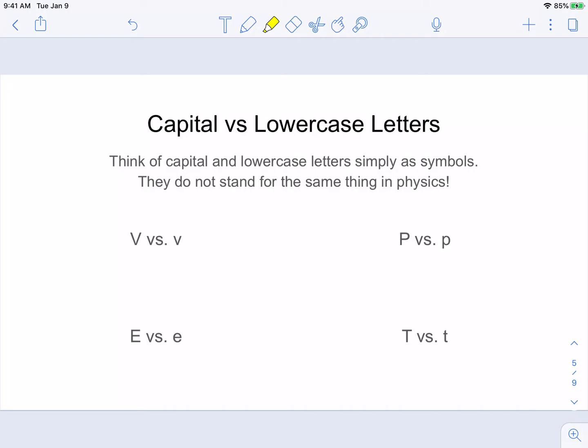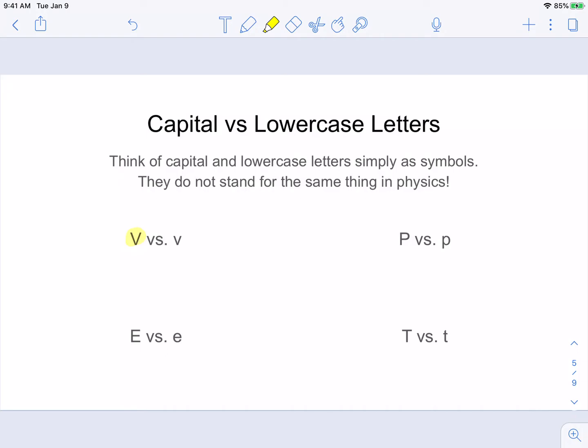A capital V stands for volume in a lot of the equations. But if you're doing a course on electricity and magnetism, a capital V is not standing for volume. A capital V is actually standing for potential difference. So capital V, again, depending on the type of equation you're using, can mean different things. Lowercase v typically stands for velocity. So capital V, lowercase v: two completely different things.